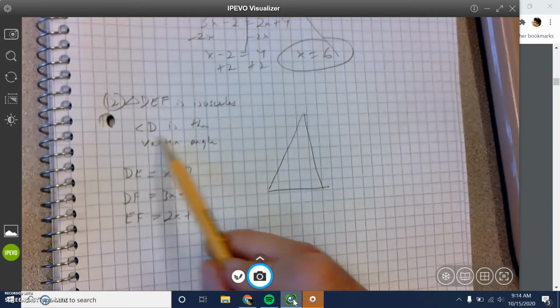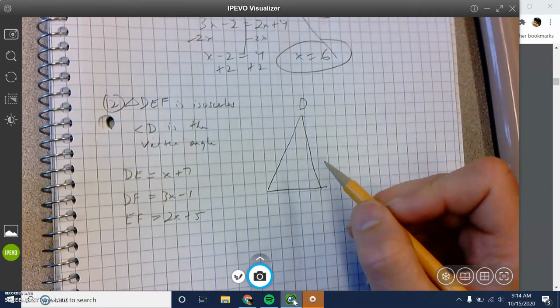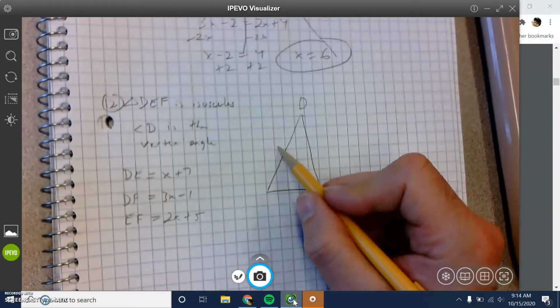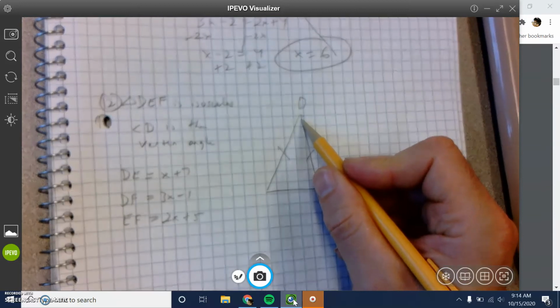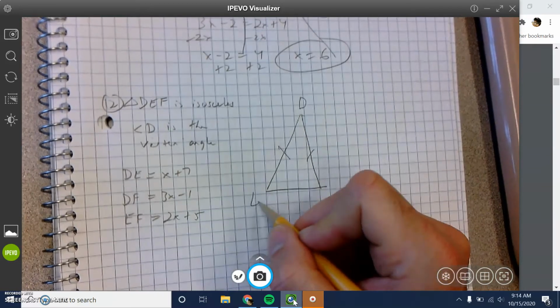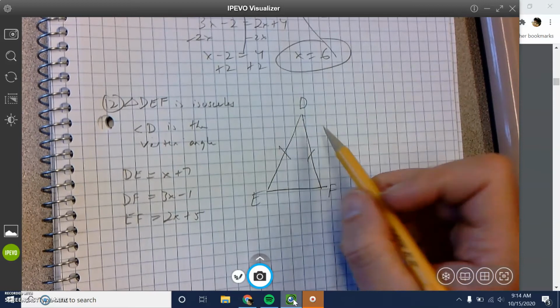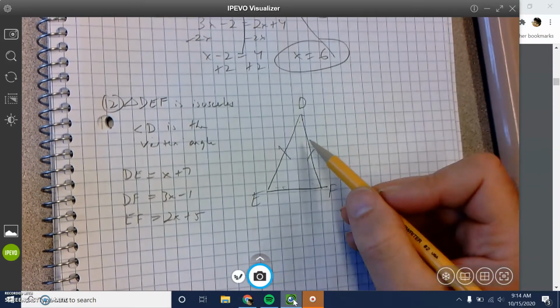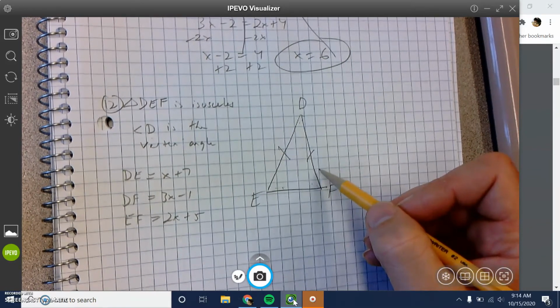So what does it say? It says D is the vertex angle. So that is this angle on the top. Because these are the vertex angles. Remember that? So this could be E, this could be F. Doesn't matter. So if this is the vertex angle, these are the base angles. Remember from your notes when we started. You always got to look back at your notes. That's why we have it.